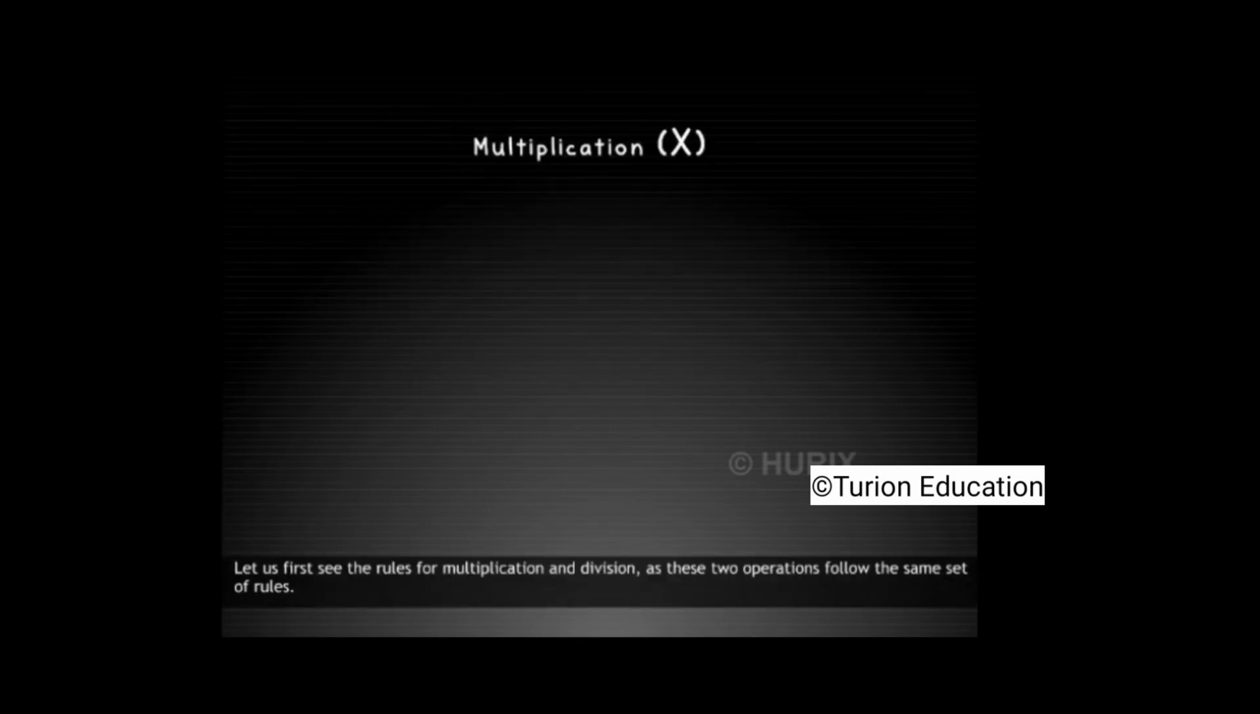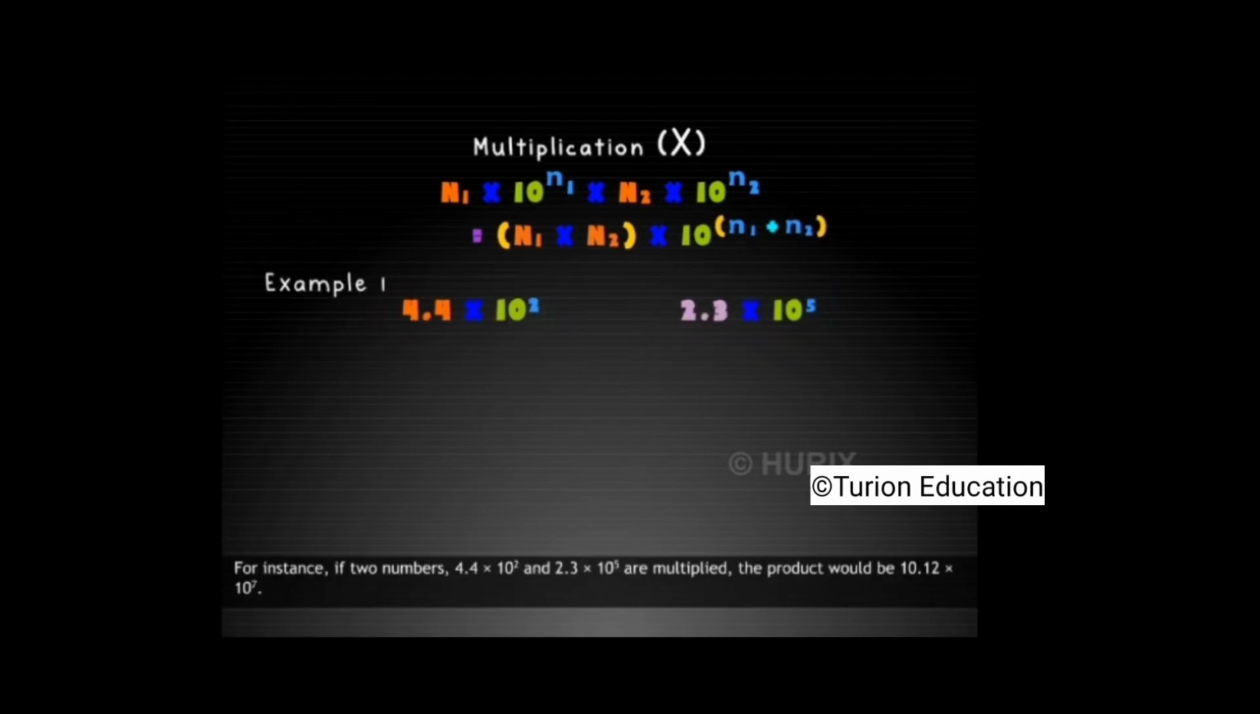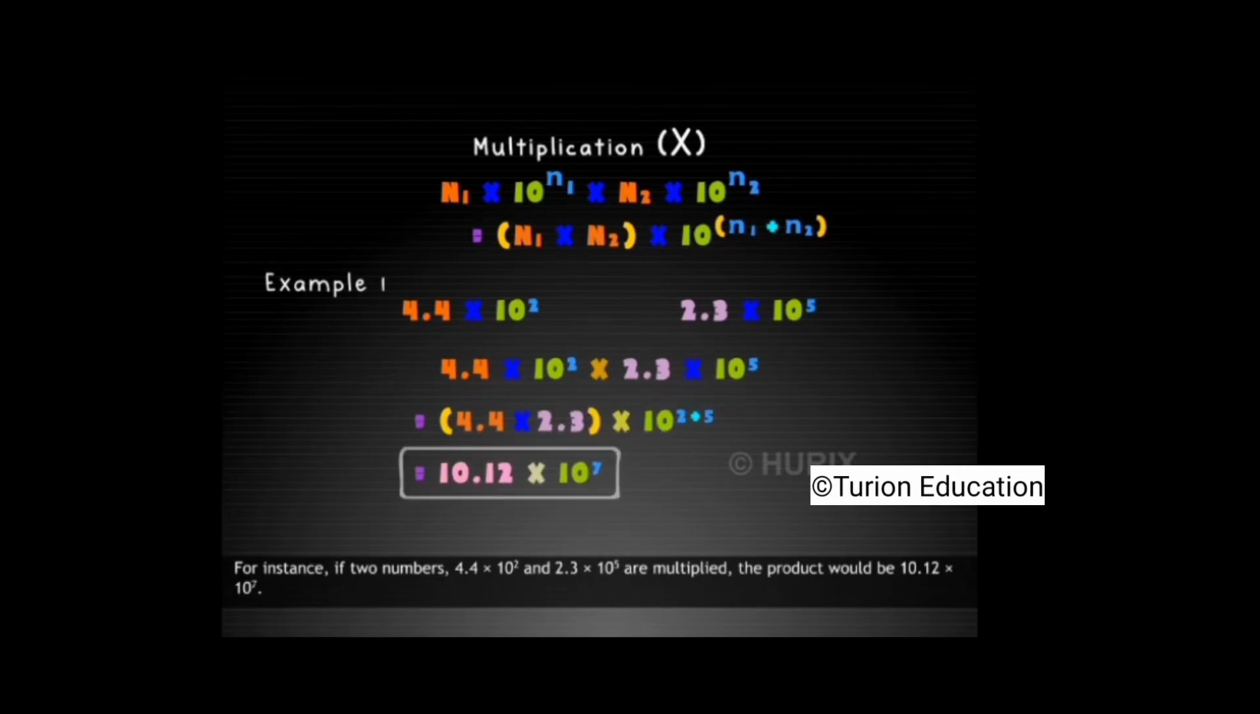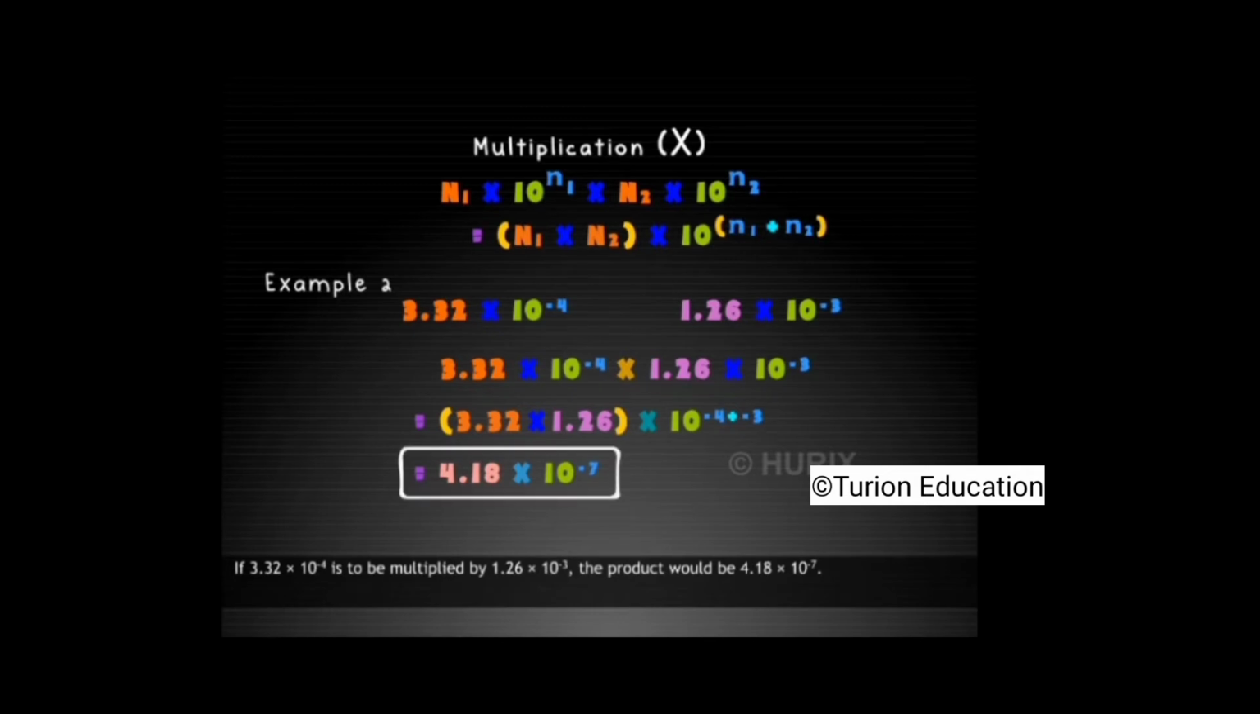Let's first see the rules for multiplication and division, as these two operations follow the same set of rules. When we multiply two numbers in exponential form, the N is multiplied and the exponents of 10 are added. For instance, if two numbers 4.4 into 10 raised to 2 and 2.3 into 10 raised to 5 are multiplied, the product would be 10.12 into 10 raised to 7. If 3.32 into 10 raised to minus 4 is to be multiplied by 1.26 into 10 raised to minus 3, the product would be 4.18 into 10 raised to minus 7.